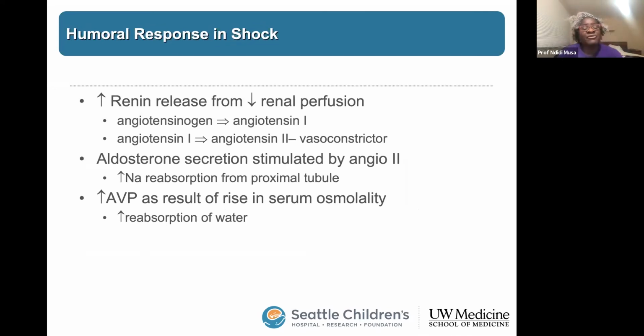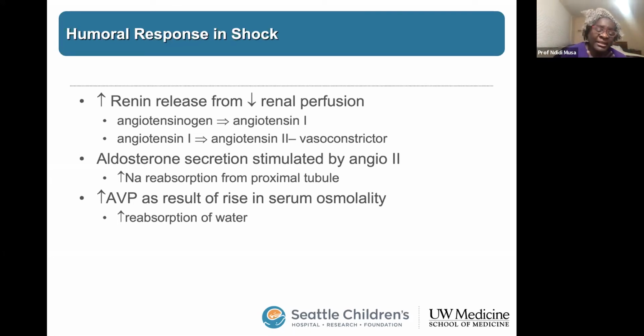You also have an increase in renin release from the renal hypoperfusion. So you have angiotensinogen being converted to angiotensin 1, which then is converted to angiotensin 2. And angiotensin 2 is a potent vasoconstrictor, again, to try to increase circulating volume and conserve water. Then you have aldosterone secretion stimulated by angiotensin 2. Sodium is reabsorbed from the proximal tubule and along goes water. So water is reabsorbed, all in a bid to increase the circulating volume.